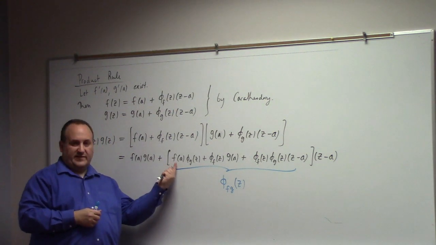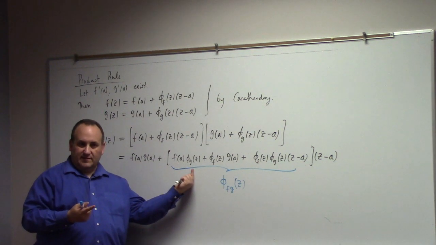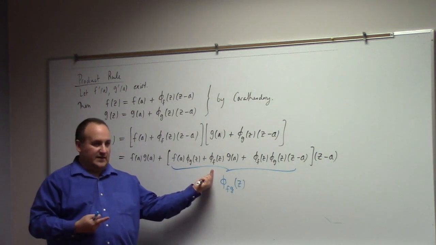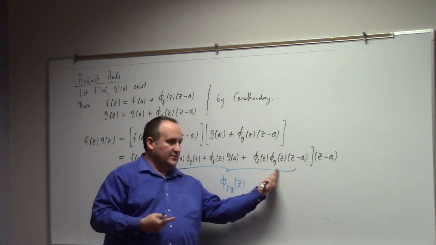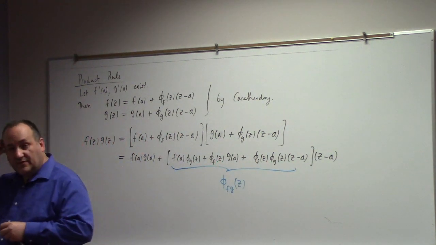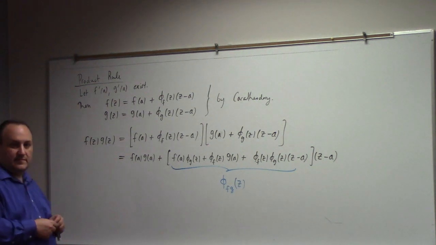Well, f of A is a constant, no issue there. Phi g is given to be continuous at A. Phi f is given to be continuous at A. We have the sum and product of continuous functions at A, which is once more continuous at A. So it's continuous at A. We got property number 1. Property number 2 is by design.